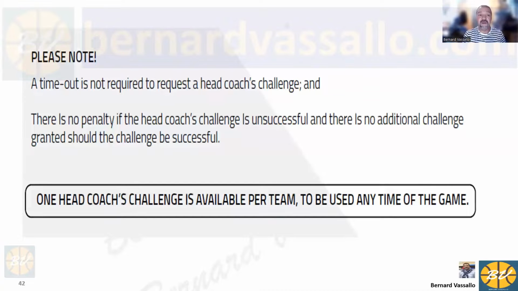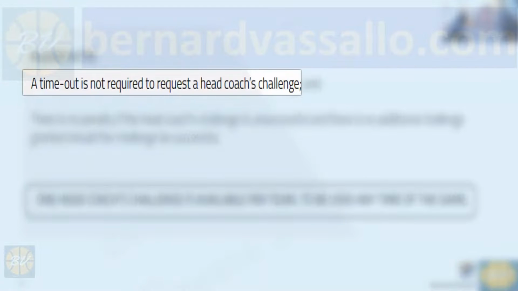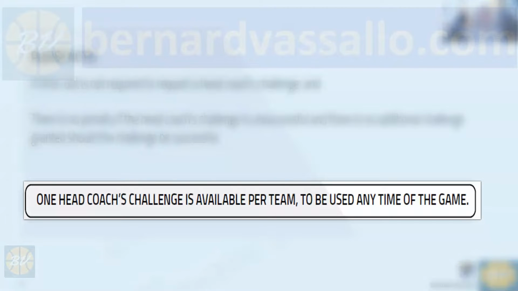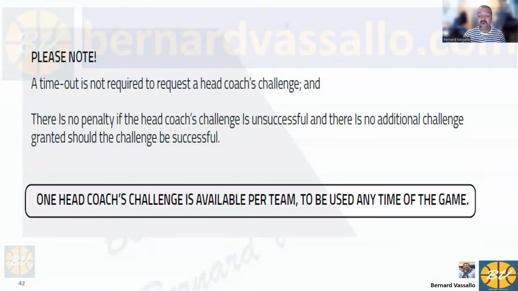Points to note for coaches: there is no need to call a timeout to request a challenge. Therefore, the coach could request a challenge during the game. There is no need to request a timeout. And if the coach requests a challenge, but the review states that the challenge is unsuccessful, there is no penalty for that particular coach. And similarly, if the coach's challenge is successful, the coach will not get an extra challenge to be used later in the game. Why? Because there is only one challenge per coach to be used at any time during the game.